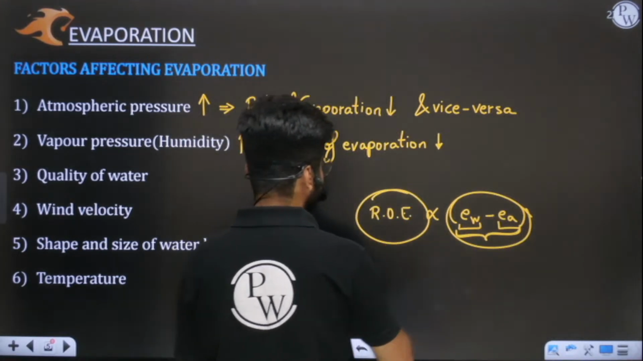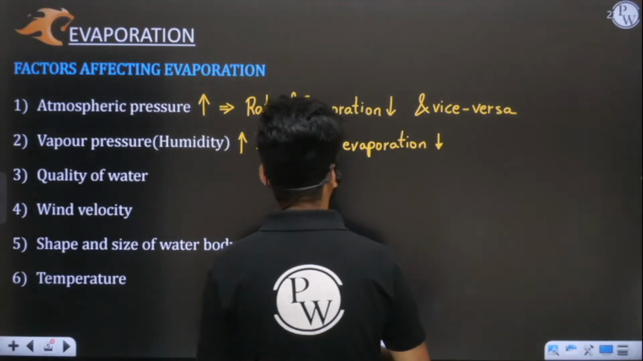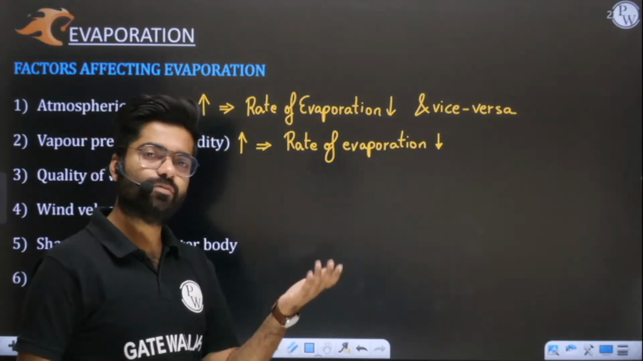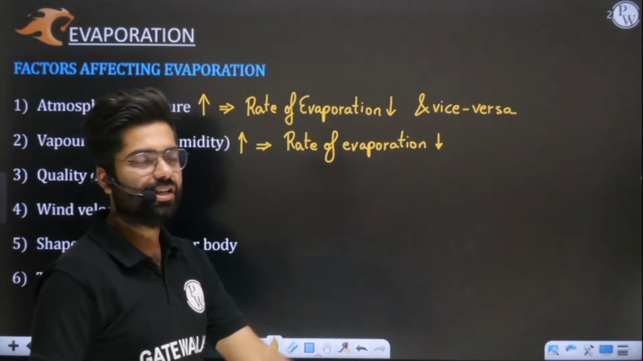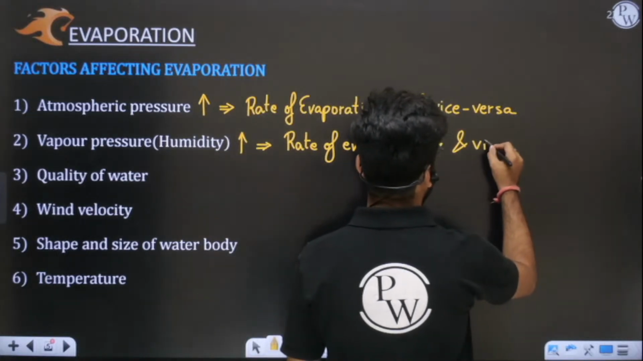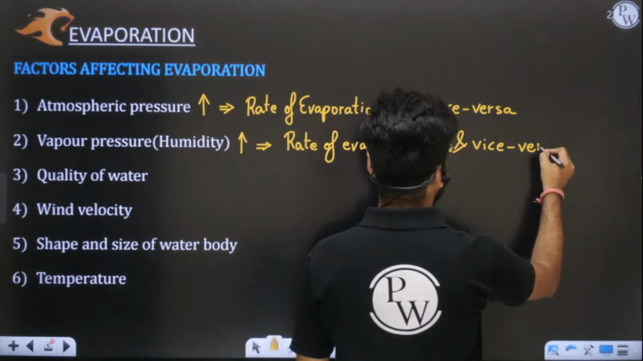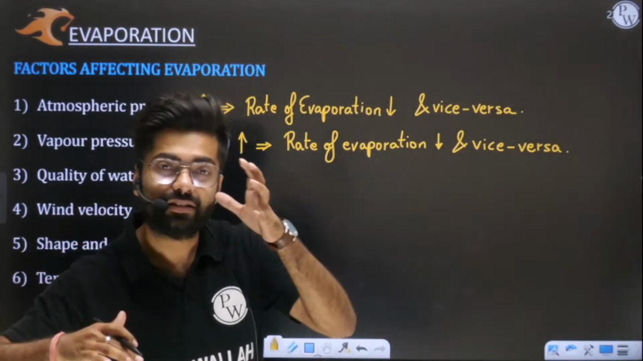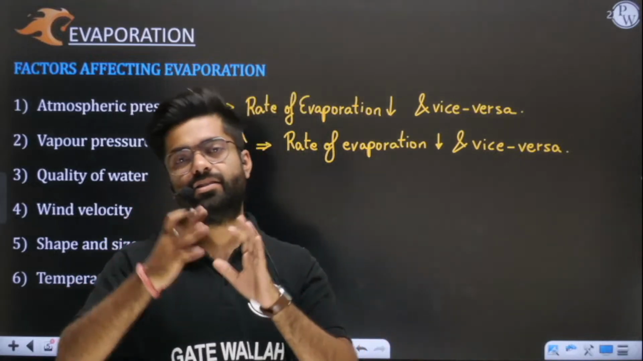This is known as Dalton's law. Basically, you can simply say that more moisture means less evaporation, and less moisture, a drier atmosphere, means more evaporation. And vice versa is also true. I hope this is very clear to you. Dalton's law is simply: the higher the saturation deficit, the higher the rate of evaporation.